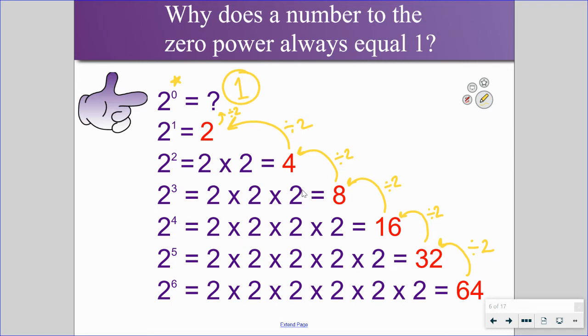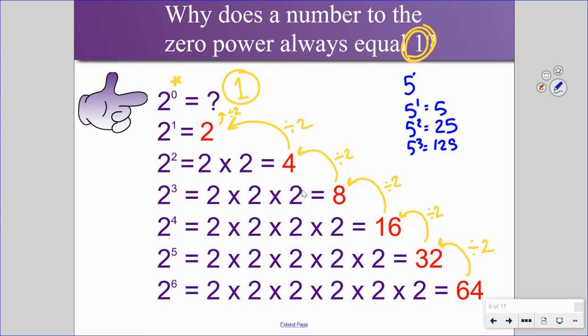Any number to the 0 power is always equal to 1. And by the way, that would work if we would have built a row of 3s or 4s or 5s. 125 divided by 5 is 25, and 25 divided by 5 is 5. All right, so then what is 5 to the 0 power? Divide by 5, divide by 5, divide by 5 again, and there it is.